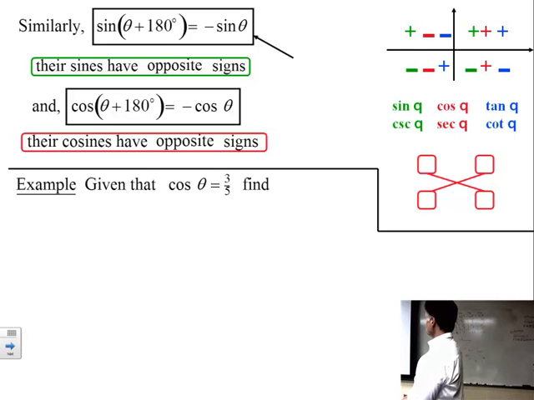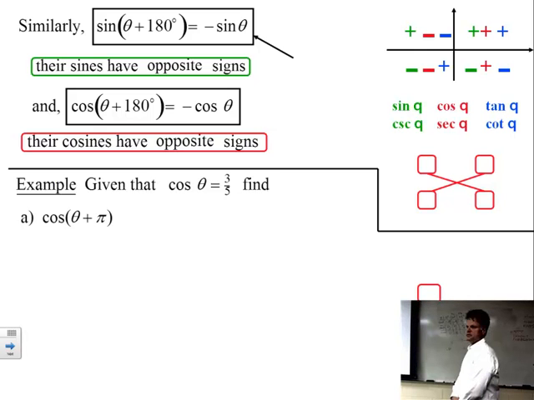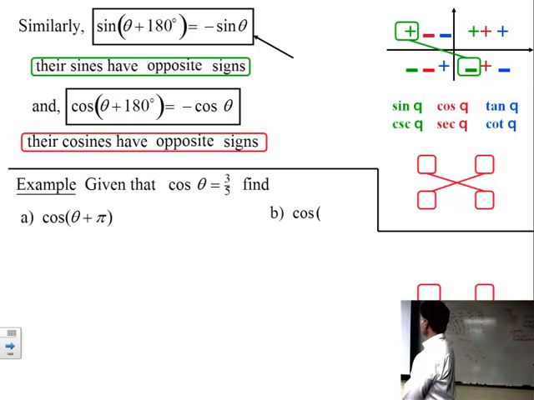So given that the cosine of theta is 3/5, find the cosine of theta plus pi. Just tell me what it is. It's negative 3/5. Yeah. Okay.